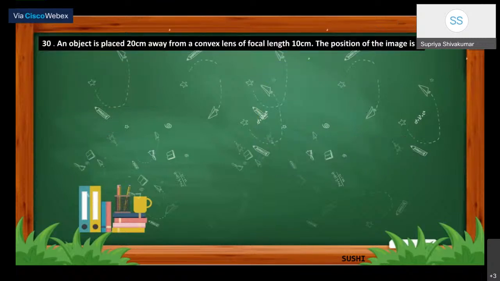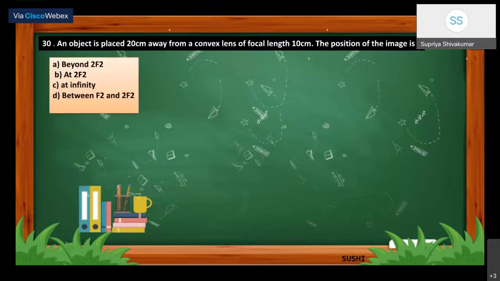Okay. Moving on, an object is placed 20 centimeters away from a convex lens of focal length 10 centimeters. The position of the image is? Try to concentrate on the question here. They have given you U, they have given you F, they have given you the information of which type of lens that is. You need to identify. At 2F2, ma'am. Yes, there are two different methods. Either you can do it mathematically. F is equal to plus 10 centimeter and U will be taken as minus 20 centimeter. Calculating using lens formula, you will get V. Object distance is 20, image distance ashte barata. This is one method.